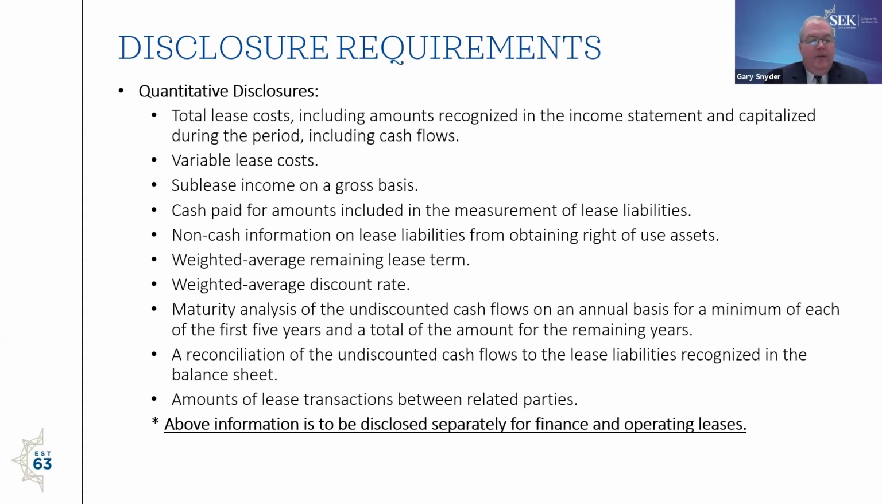And the key thing there is it's highlighted at the bottom. The above information is to be disclosed separately for finance and operating leases. So if you have finance leases and you have operating leases, you need to disclose all this information separately, one for finance and one for operating. You cannot commingle them and just put them all together. For disclosure purposes, they have to be disclosed separately for finance and operating leases. So that's one thing to keep in mind.